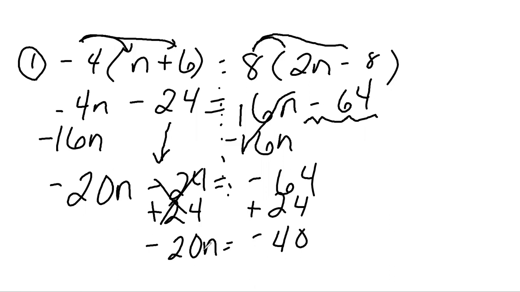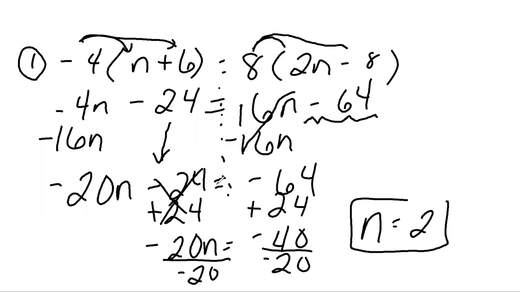Now, to get n by itself, this is -20 times n. If they're right next to each other, they're multiplying. So to do the inverse, to do the opposite, you divide, and I will divide each side by -20. That gives me n to be 2, and I will box my answers.